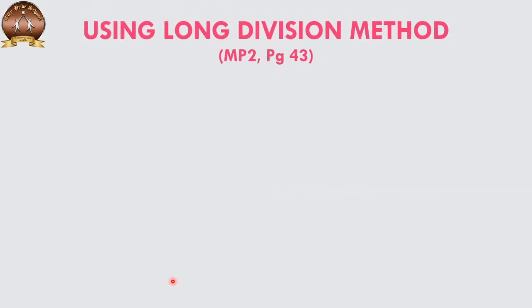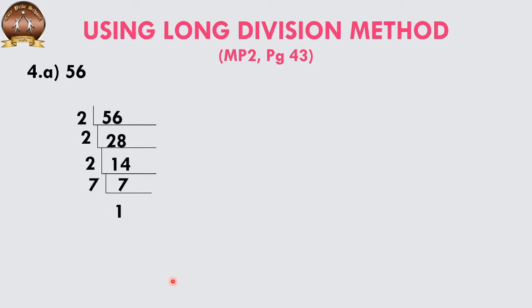Okay, then coming to the long division method. It's not like a division method, but the method's name is the long division method. The long division method looks somewhat like this. 56 is an even number, so it is divisible by 2. When 56 is divided by 2, we get 28 as the quotient. When 28 is further divided by 2, because 28 is also an even number, we get 14 as the quotient. And 14 again is an even number which is divided by 2.